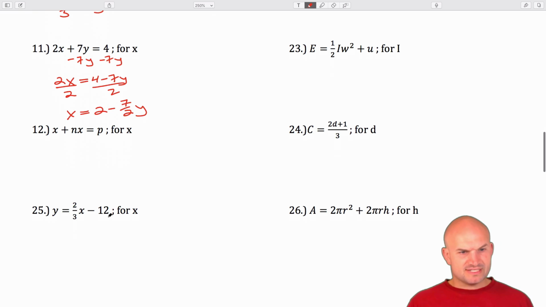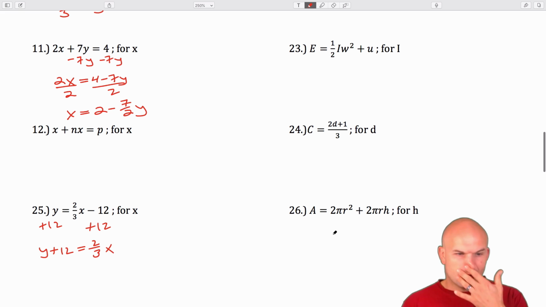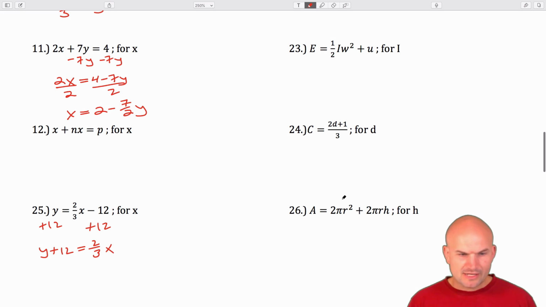All right, so for this next one here, I'm just solving for x. So again, now we're seeing we're multiplying by a fraction. So something new, right? So let's just get the 12 to the other side because we're familiar with that. And this got all arranged. So y plus 12 is equal to 2/3 x. Okay, so now what do we do? How do we get rid of this fraction?